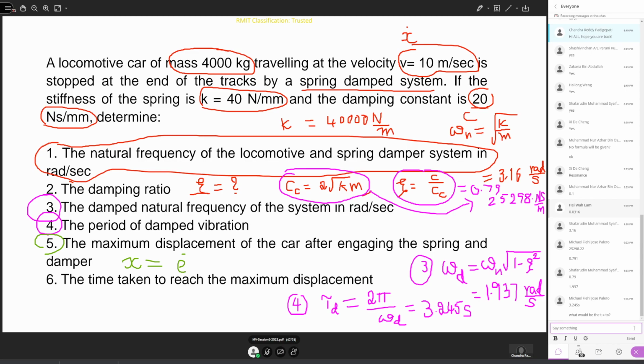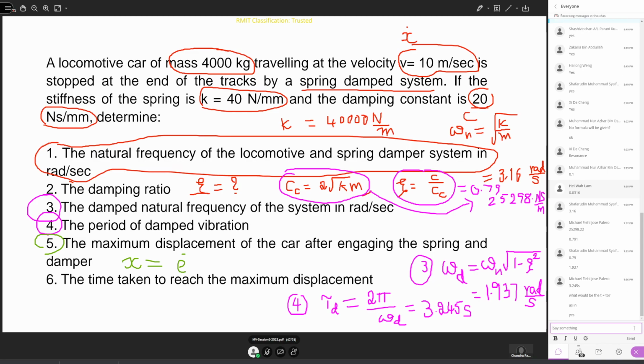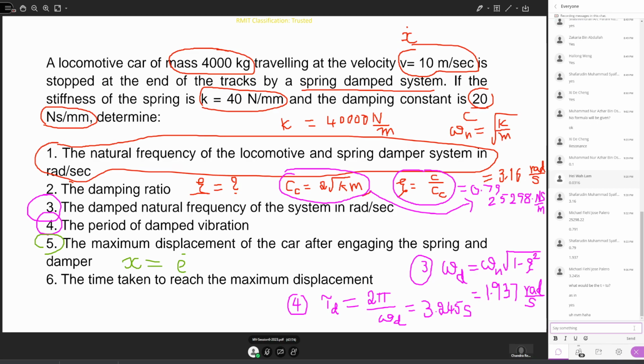What would be t equal to t naught? Oh, t naught in this case is the initial time, right? So initial time will be 0. So the time taken to reach the maximum displacement. You are asking which one, Michael? The part 6? So when x is maximum, then you have to calculate the time from x maximum.